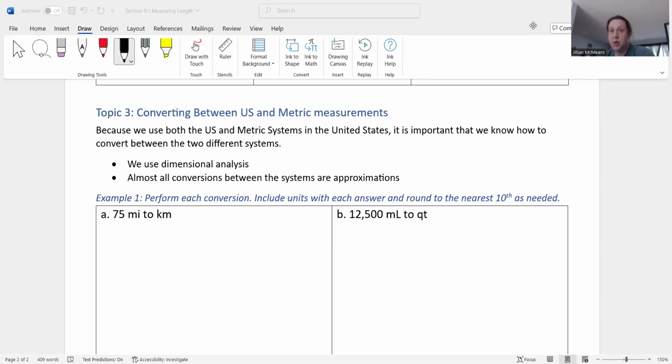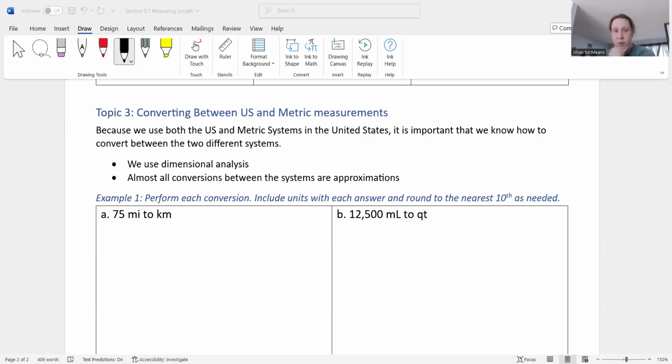For topic 3, we're going to look at converting between the US and the metric system. So we know how to convert within the US system. We know how to convert within the metric system. That means converting metric to metric or separately converting US to US. But what do we do if we need to take a measurement that's in metric and convert it to US or vice versa? Okay. And this is where that formula sheet is really going to come in handy.